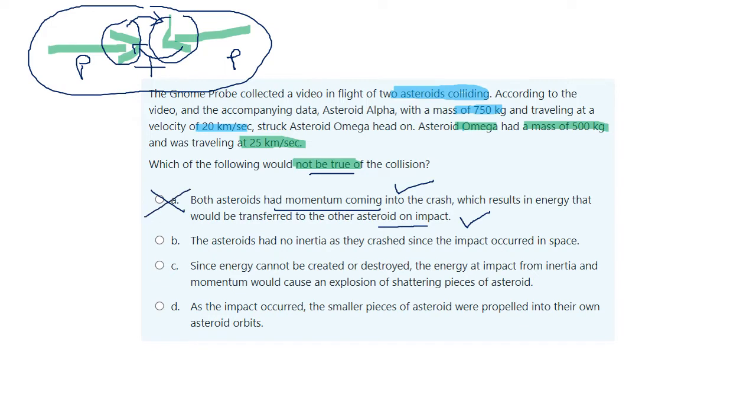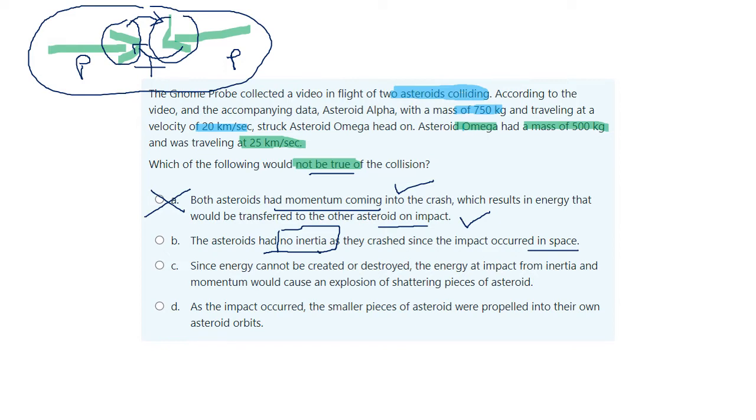B, the asteroids had no inertia as they crashed since the impact occurred in space. Inertia can happen in space. Inertia means no change. When the objects crash into each other, there would be a change. We might come back to B.